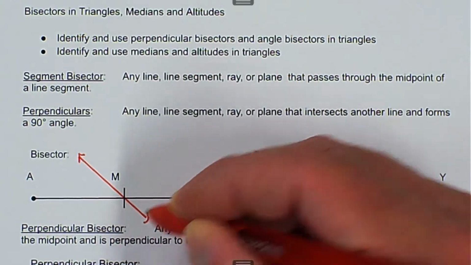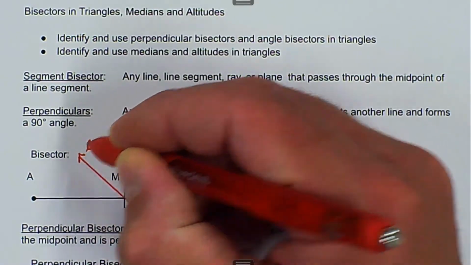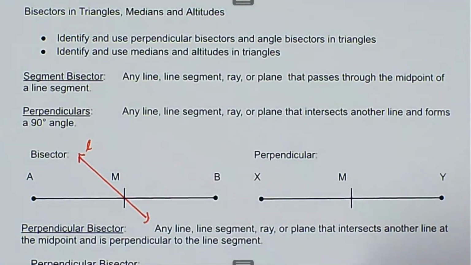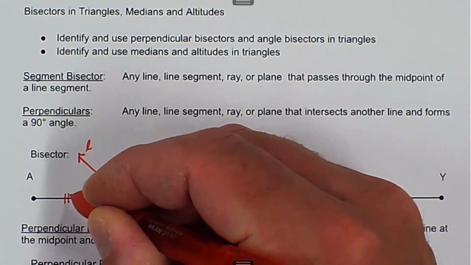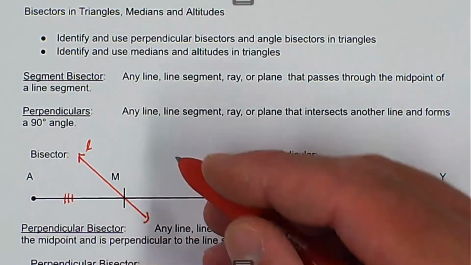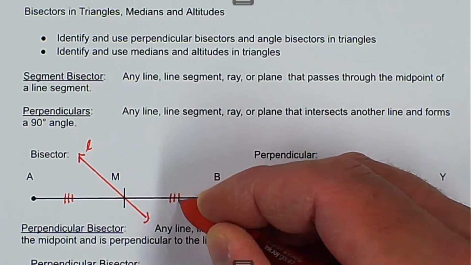So this is line L. Put an L right here. That's line L, the bisector. And the reason that it's a bisector is because it splits AB into two equal parts. And so we can mark that line segment AM is congruent to line segment MB.